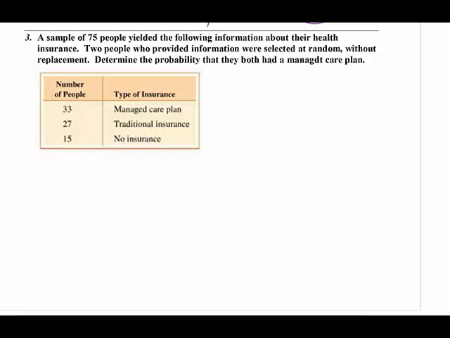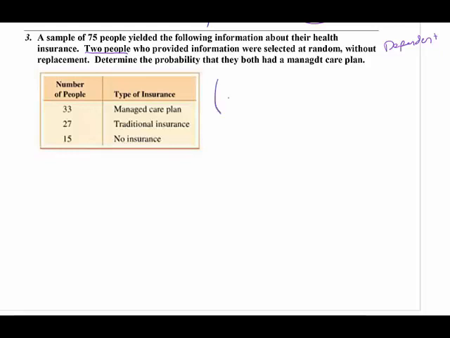Going to number 3, we have a sample size of 75, so that's my total possibilities for health insurance. 2 people are selected at random, so I have 2 people without replacement. I am not putting the first pick back in, so this is a dependent event. It will affect the probability. So the probability that they both have a managed care plan, starting off with the first person I pick.